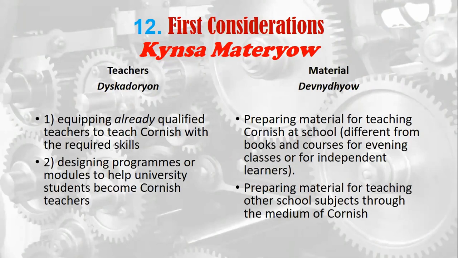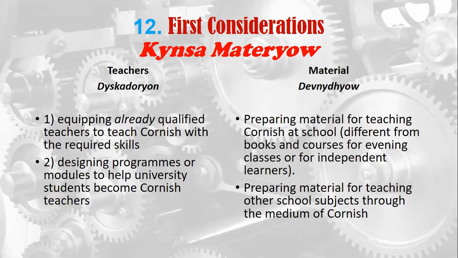On the left, we have the first one, teachers. It's very easy to say that we want education in Cornish, but who is going to teach? So promoting education obviously requires the preparation of educators who are able to teach the language or even to teach other subjects in Cornish, like mathematics or whatever. Therefore, it could be necessary, one, to equip already qualified teachers who already know Cornish with the required skills to teach it, and two, to design programs or modules at university to help students to become Cornish teachers.